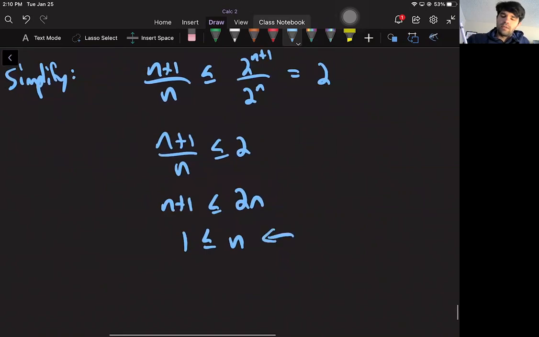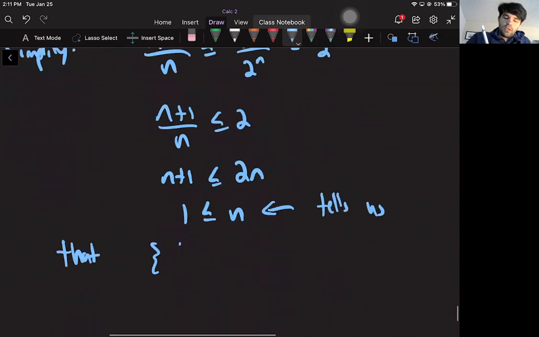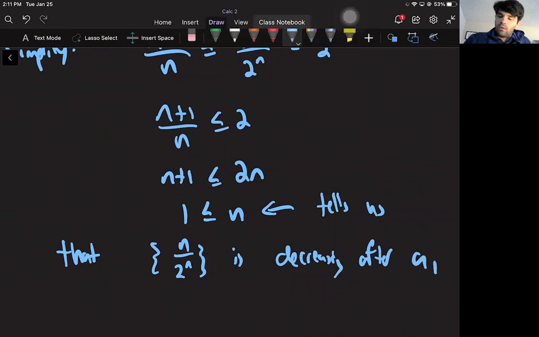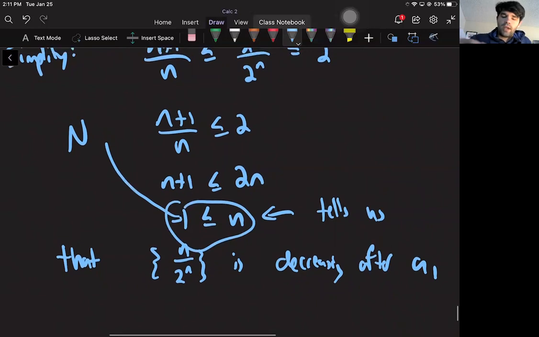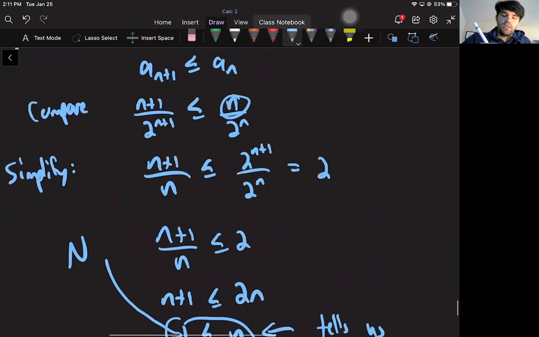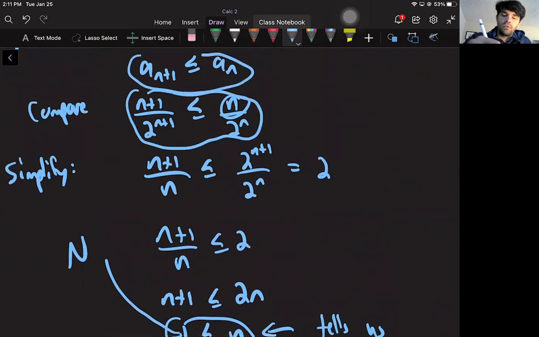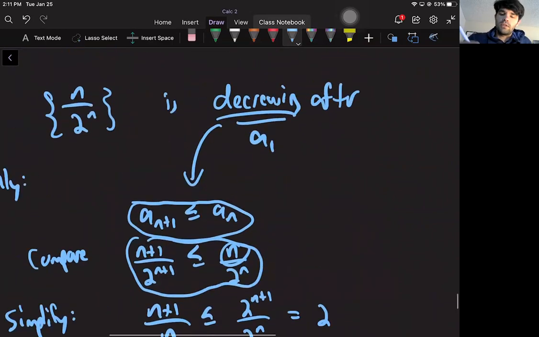So then this tells me that the sequence that we started with, n over 2 to the n, is decreasing after a sub 1. So again, this is my capital N because it's telling me when this is true. Only if you're past 1, and that's saying when this is true, which is saying when it's decreasing.